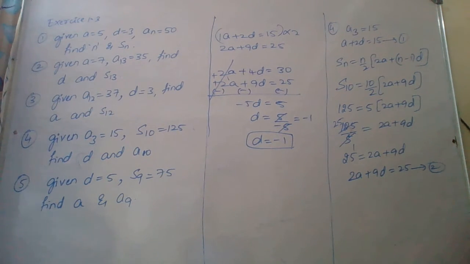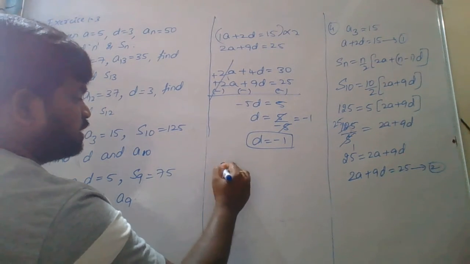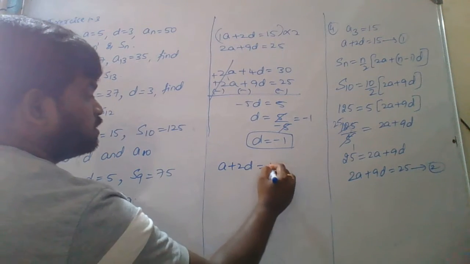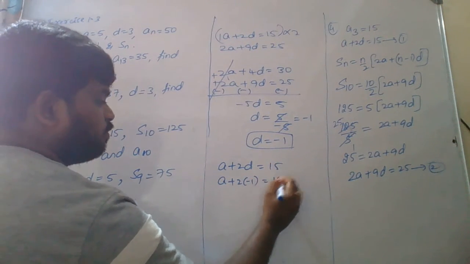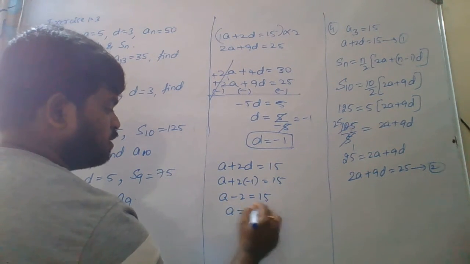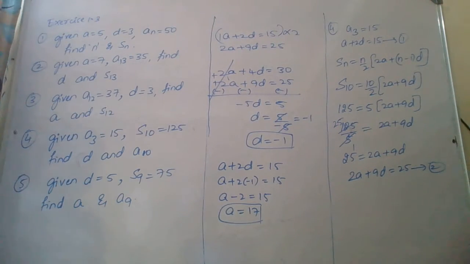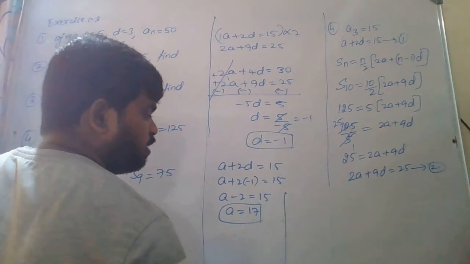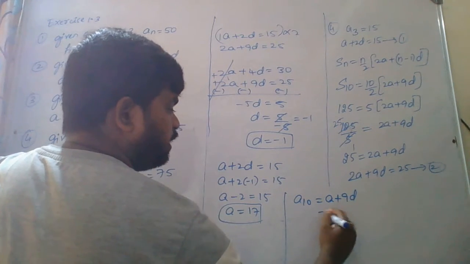And here we have to find a10, isn't it? Let's also find the value of a. To find a10, let's take the first equation. a plus 2d is equal to 15. a plus 2, d value is minus 1, equals 15. So a minus 2 equals 15 implies a is 17. Minus 2 to the other side will become plus 2. Therefore, now you can easily find the 10th term, that is a plus 9d.